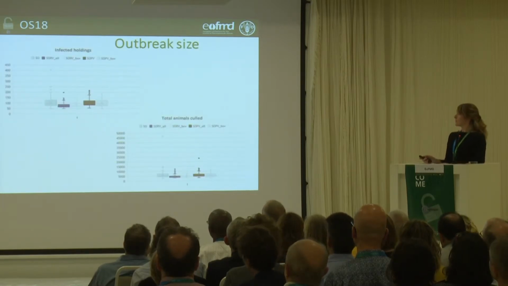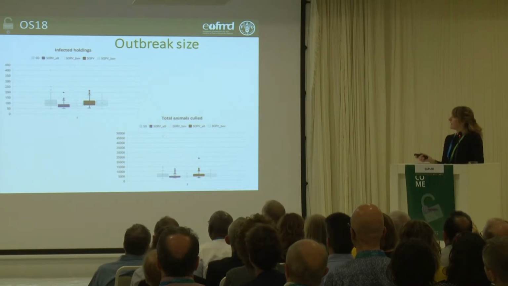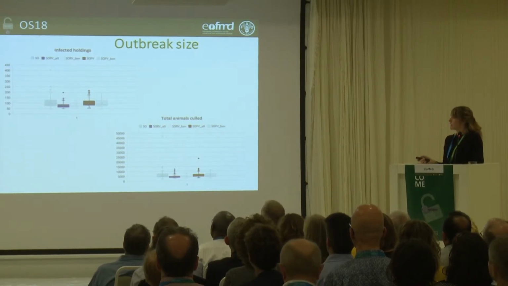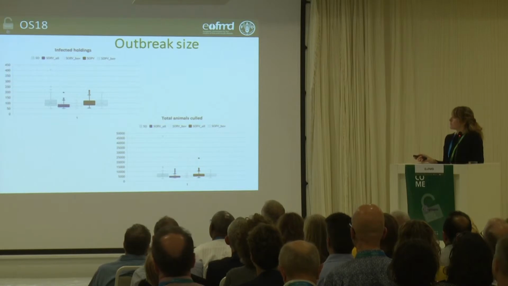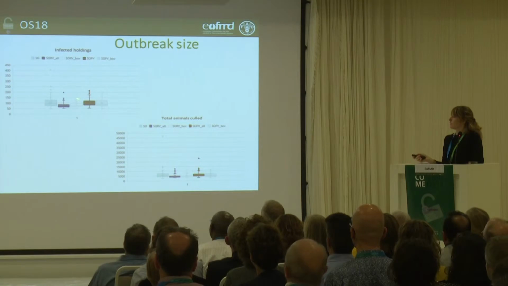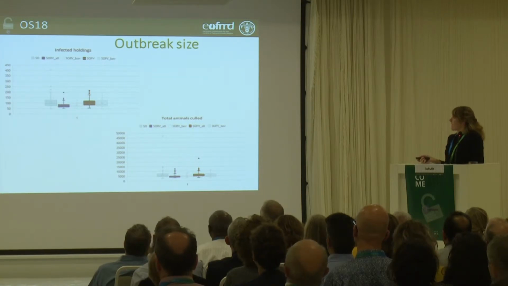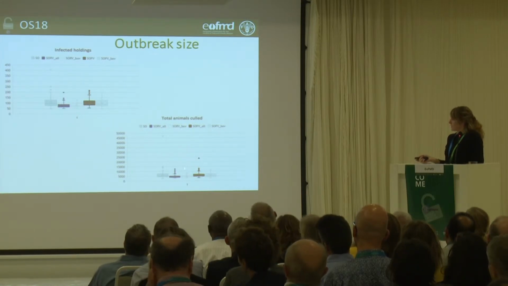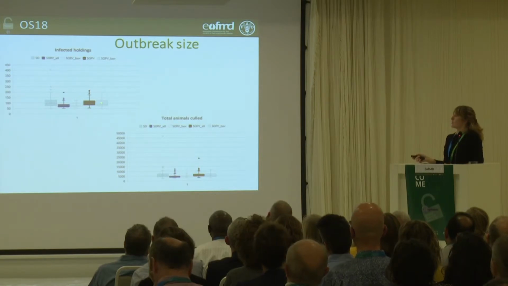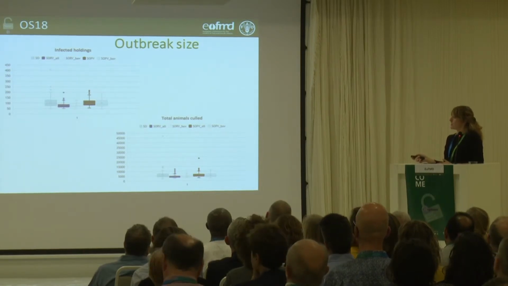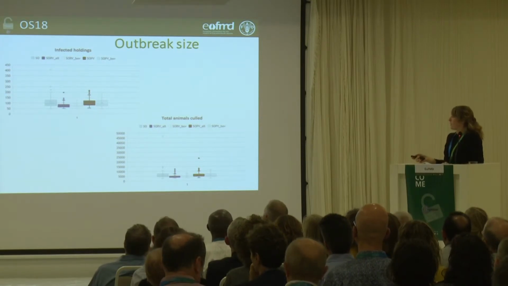So here we have the results. Regarding the outbreak size, well, we have the 5 strategies. We can see that suppressive vaccination strategies, vaccinating all the animals or vaccinating all the cattle, are going to reduce the size of the outbreak, so there will be less infected holdings and also less animals culled. But we see that the protection vaccination strategies in this particular setting are not reducing the number of infected holdings or total animals culled.